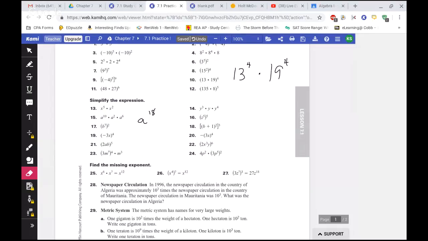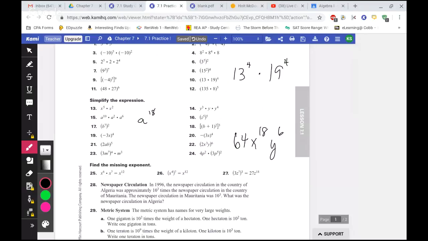What did y'all get for number 22? 64x to the 18th power times y to the 6th. Good job. Everybody understand where she gets that? Okay. Any more questions on this?